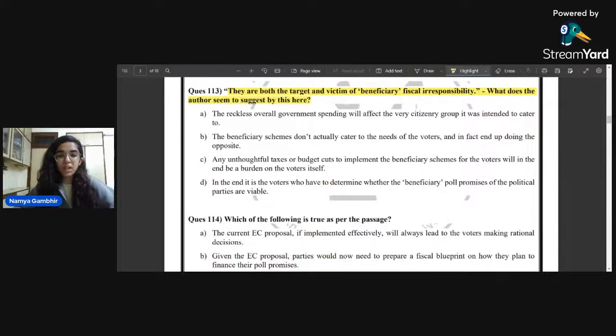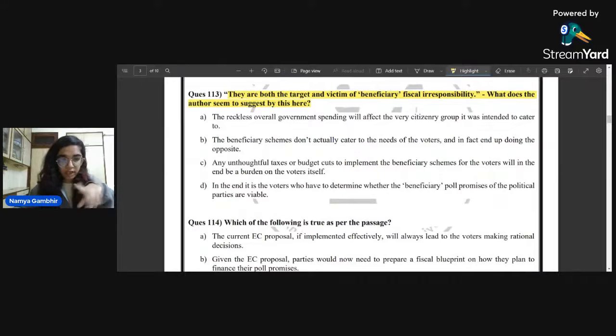up doing the opposite. Now, if you read this option carefully, then this option is actually talking about the beneficiary schemes. What we are talking about is the fiscal part of it. We are not talking about the effectiveness of those beneficiary schemes in themselves. What we are talking about is how the government goes about the fiscal part behind those beneficiary schemes. So if we talk about B, it may seem like a very lucrative option at first because this is directly what the statement says, but we're not talking about the beneficiary schemes or the effectiveness of them. We're talking about the fiscal responsibility behind that.